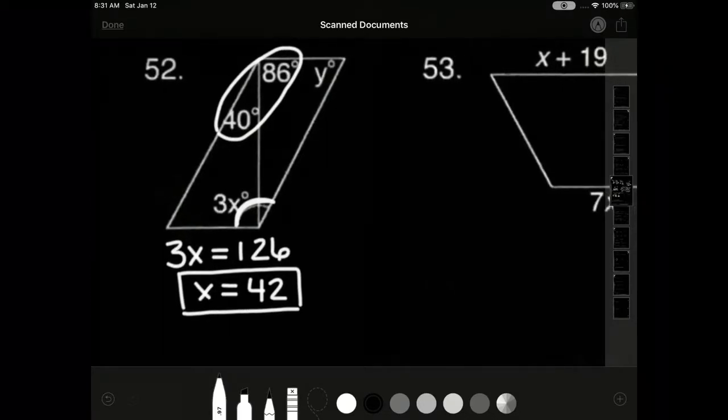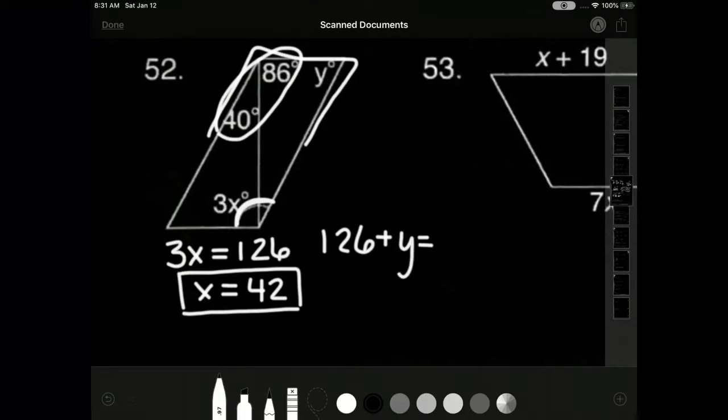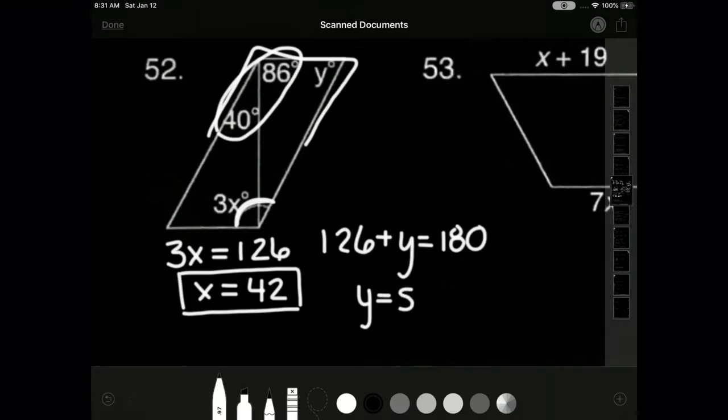For y, the 40 and 86 and y are all same side interior. So 126 plus y should equal 180. So when you subtract 126 from 180, you get y equals 54.